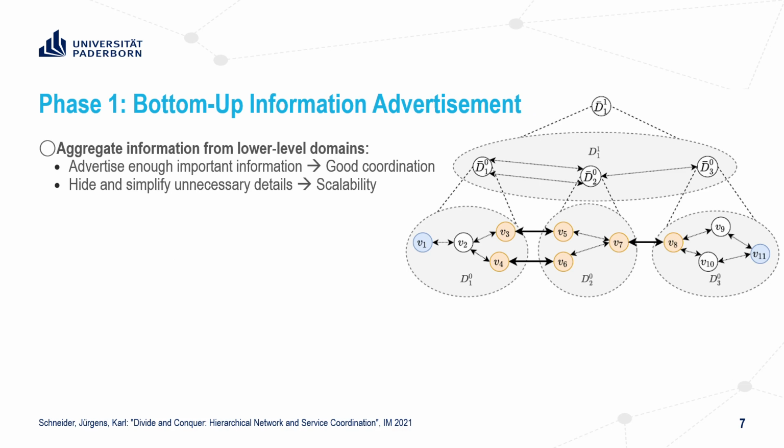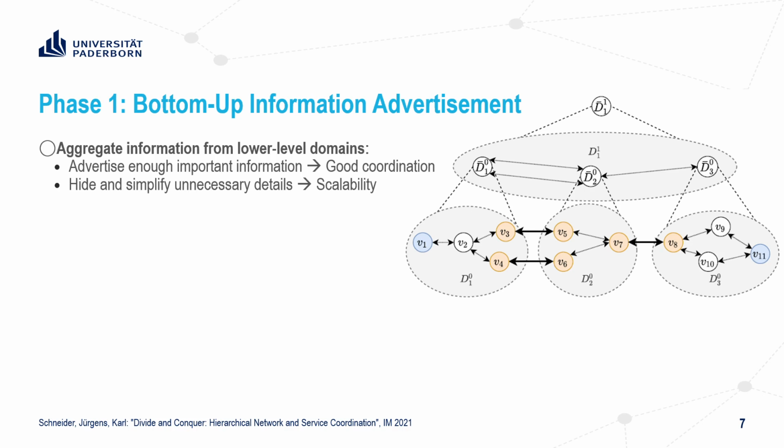So let's start with the first phase, the bottom-up information advertisement phase. So let's go back to the scenario. So we have this hierarchical structure where our domains, these groups of nodes, don't necessarily consist of physical substrate nodes, but possibly also of subdomains themselves. And then these subdomains, again, may recursively consist of more subdomains. We really don't want to know all the details from all of these subdomains, because then we have, again, this huge complexity. And so that means we need to somehow aggregate and simplify information from our lower level subdomains.